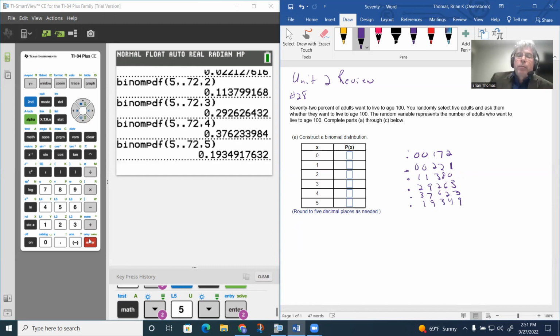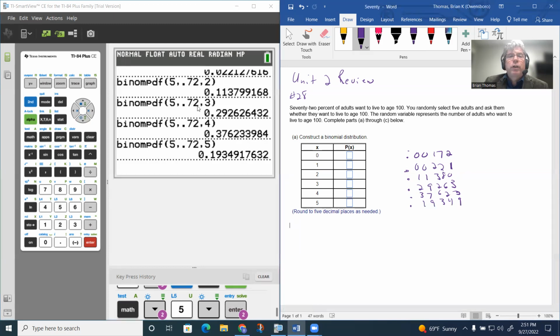So that would be my binomial distribution from there. So 0 people would be 0.00172. 1 person would be the 0.00221. And again, if you want to do percentages, you'd have to actually move the decimal over 2 places, right, to actually see percentage math there. So that kind of does the table.